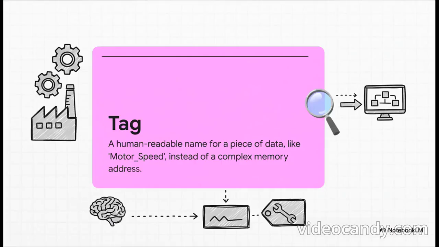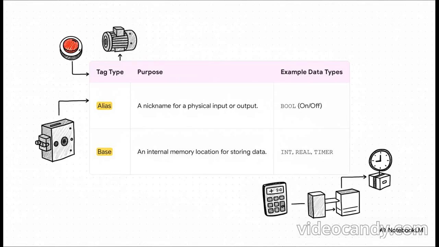And a tag is really just a friendly, human-readable name for a location in the PLC's memory. This whole idea is central to modern platforms like Rockwell Studio 5000. Instead of trying to remember some cryptic address like N70, you can just call it motor_speed. So much easier, right? And of course, there are different types of tags for different jobs. An alias tag, think of that like a nickname for a physical wire that's connected to the PLC, like a real-world start button. A base tag, on the other hand, is for internal data. You know, the results of our add instructions or the current value of a timer.